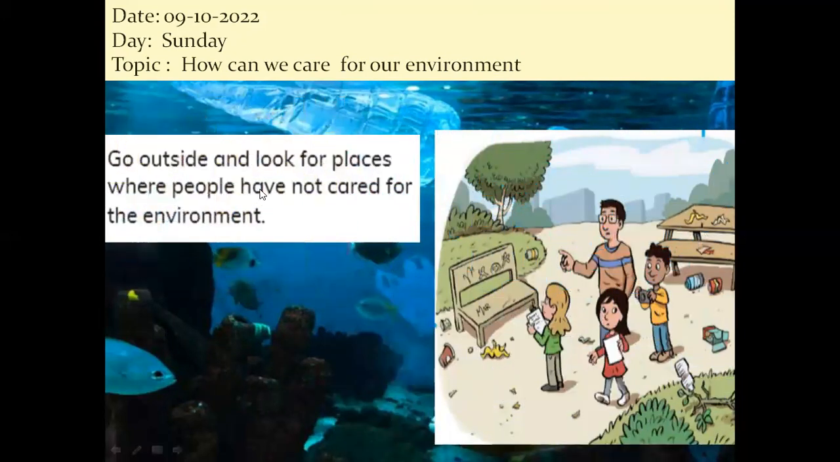So we can go outside and look for places where people have not cared for the environment, especially in the parks. In the park, what happens? There is a lot of littering. People go to the park to relax, to play, have fun, but they don't care about the litter. In all the parks, there are dustbins, proper litter boxes. So you have to dispose of it properly. You have to throw the litter in the dustbin.